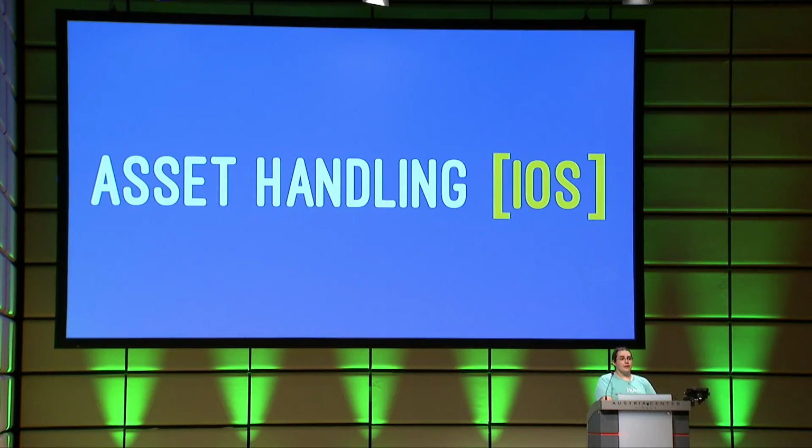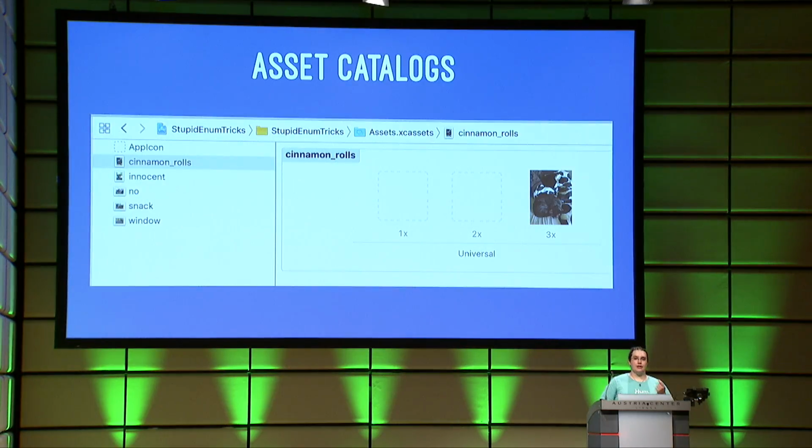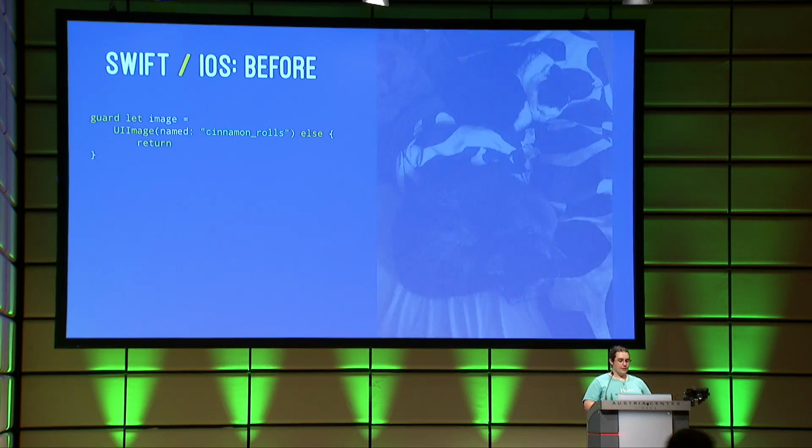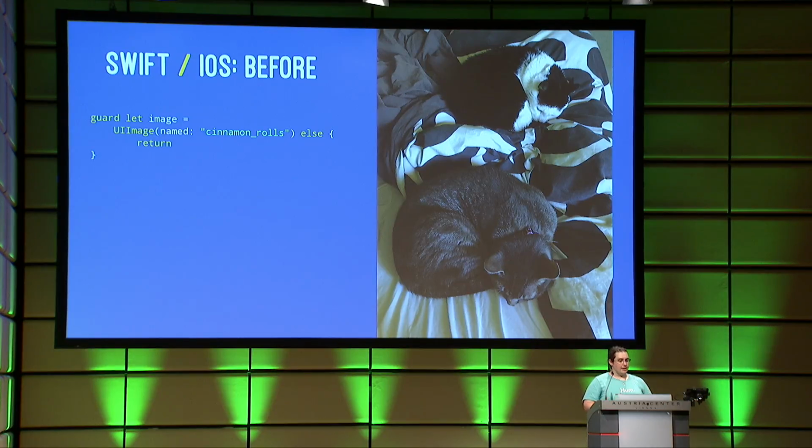Another thing that's really useful is using this to help do things like get assets on iOS. Now, on Android, you have the R.whatever system, which makes it really easy to not hard code strings everywhere. In iOS, there are these things called asset catalogs, and you can name all of these various things. Previously, you would use a raw string, "cinnamon rolls", to try to get this lovely picture of my cats curled up like cinnamon rolls.